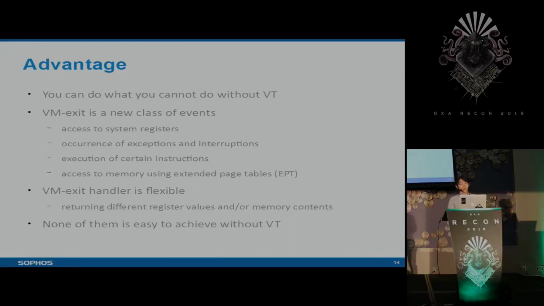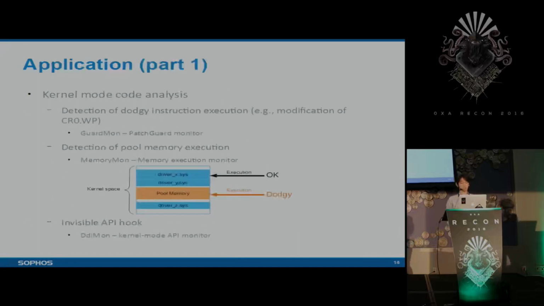So let me share some ideas and example applications implemented on top of HyperPlatform. The primary application I can think of is kernel code analysis, for example, detection of dodgy instruction execution. For instance, malware rootkits often modify the value of control register 0 to disable memory write protection. But this is quite uncommon in normal system execution, so you can detect that event with VT, and then make a further investigation.